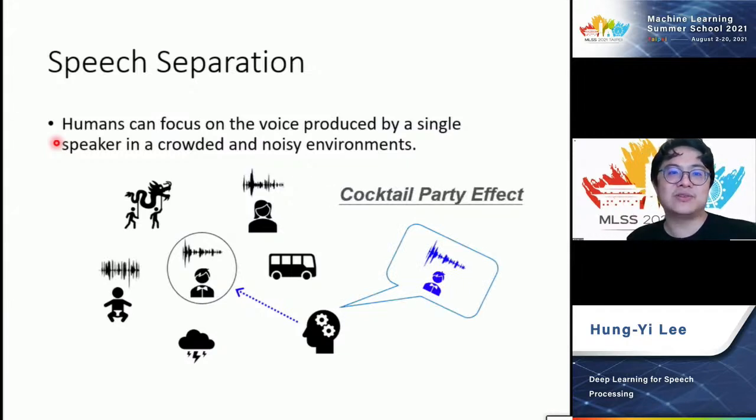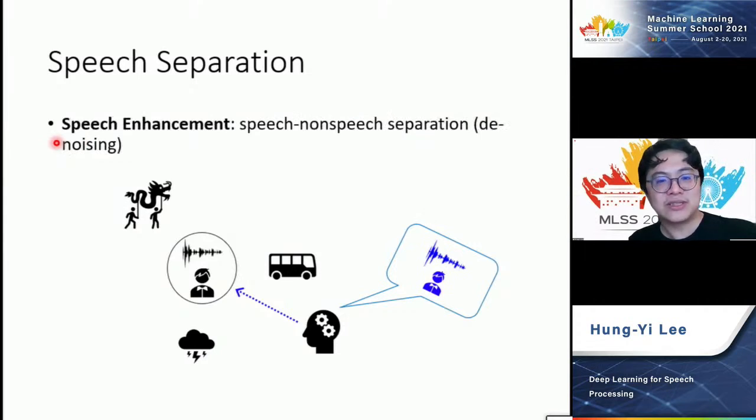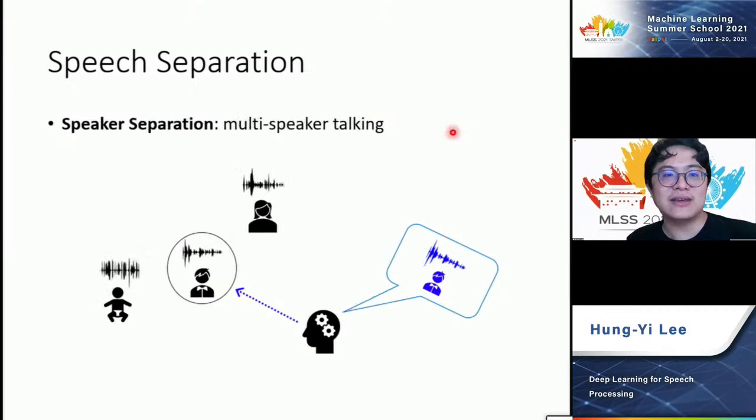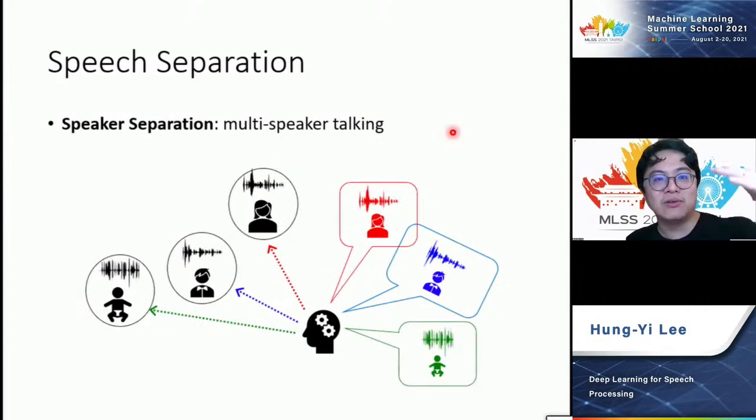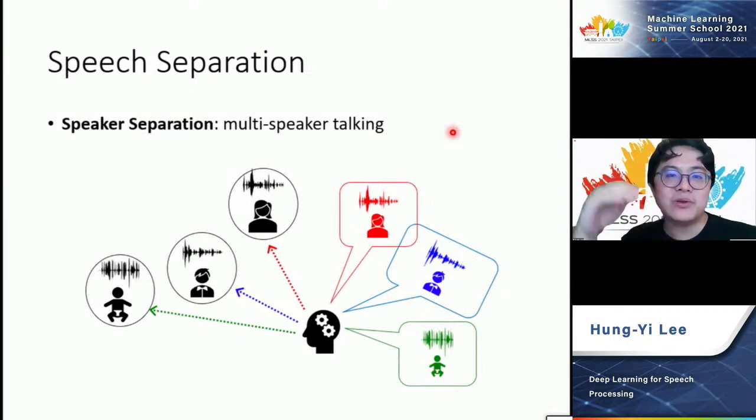There are two types of speech separation. One type is to separate speech and non-speech. You need to separate the speech from the background noise. This is called speech enhancement or denoising. What I want to focus on today is speaker separation. That is, multiple speakers talking at the same time, and the input of the model is the mixture of the audio of the speakers talking at the same time. Can your model separate the voice of each speaker?